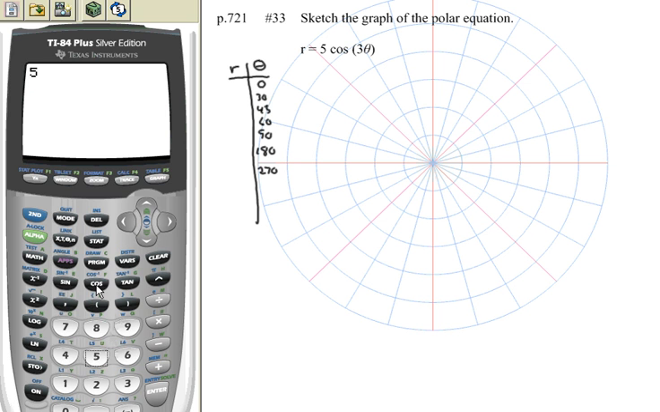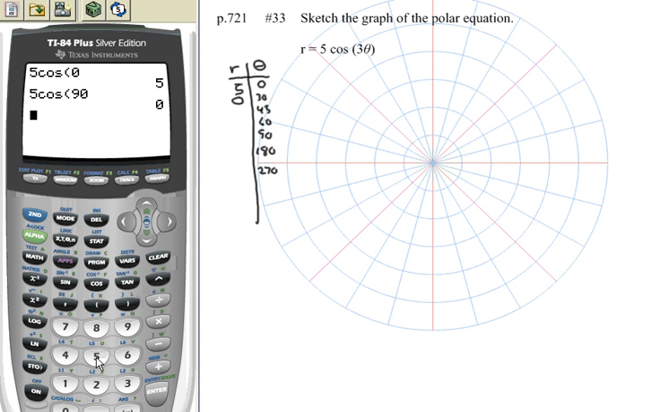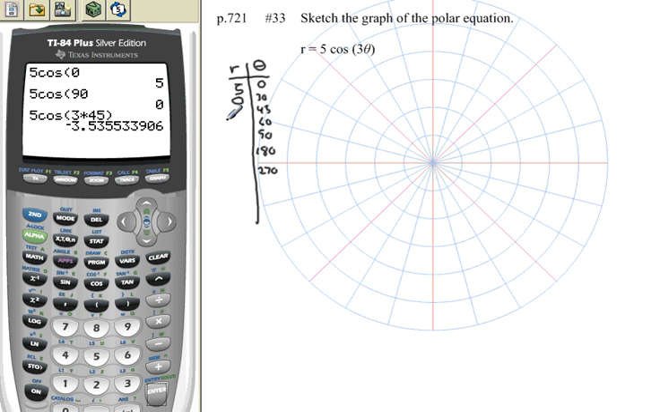So I'm going to say 5 times the cosine of 3 theta. So 3 times 0 is just 0. And if I press enter, I get a value of 5. Now let's plug 30 in place of theta. So that gives me 5 times the cosine of 3 times 30, which is equal to 90. And that gives me a value of 0. Now let's plug 45 in here. 5 times the cosine of 3 times 45. We'll press enter, and that gives us about negative 3.5 or so.